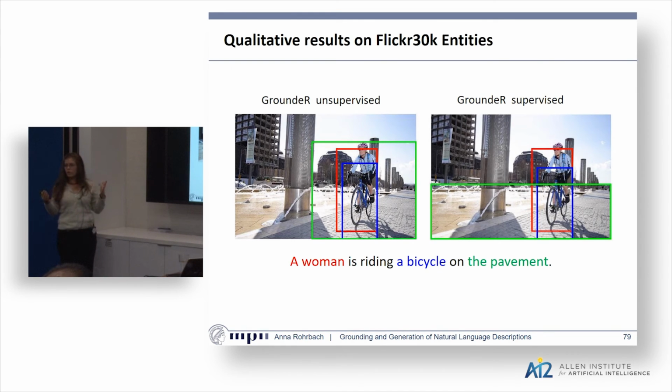Of course, there is a big gap. But what we notice is that there are many things the unsupervised system is getting right, like the woman and the bicycle. The pavement is incorrect, and then it's improved in the supervised scenario. So there are many meaningful things, but also there are difficulties.